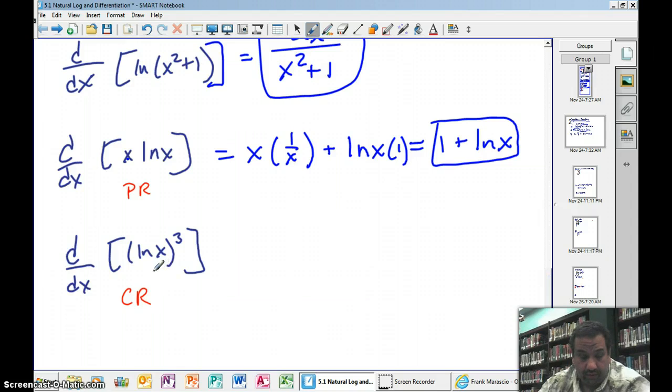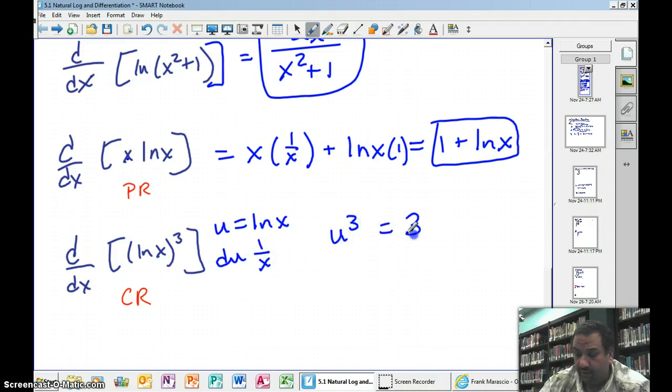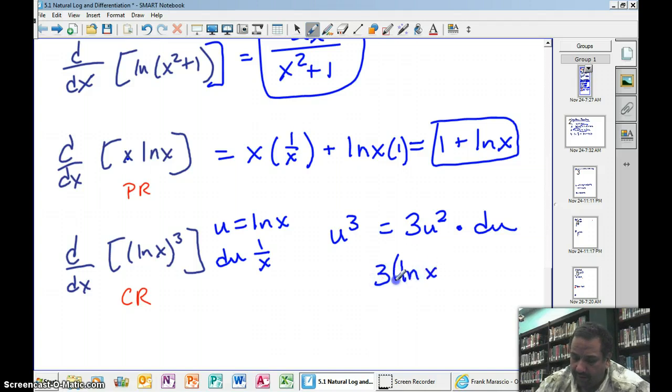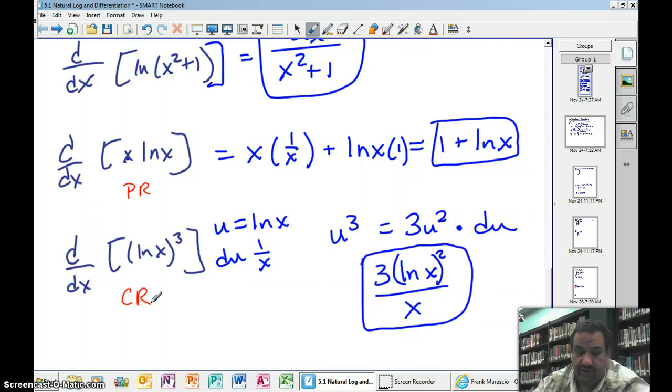This one's a chain rule. Okay, so we're going to set u equal to ln of x. Du is 1 over x. So my problem becomes u cubed. That's going to be 3u squared times du. Go replace everything back. 3 times the ln of x quantity squared times the 1 over x, and I'll just put x underneath. There you go. So that is a chain rule, CR, chain rule, PR, product rule.